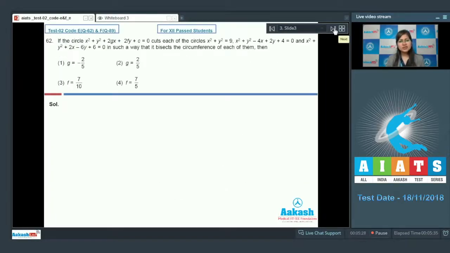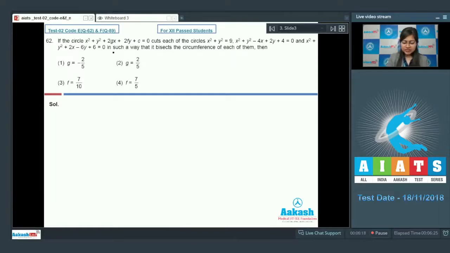Next is question number 62, which says that if the circle x square plus y square plus 2gx plus 2fy plus c equal to 0 cuts each of the circles x square plus y square equal to 9, x square plus y square minus 4x plus 2y plus 4 equal to 0, and x square plus y square plus 2x minus 6y plus 6 equal to 0 in such a way that it bisects the circumference of each of them, then we have to find the values of g and f.